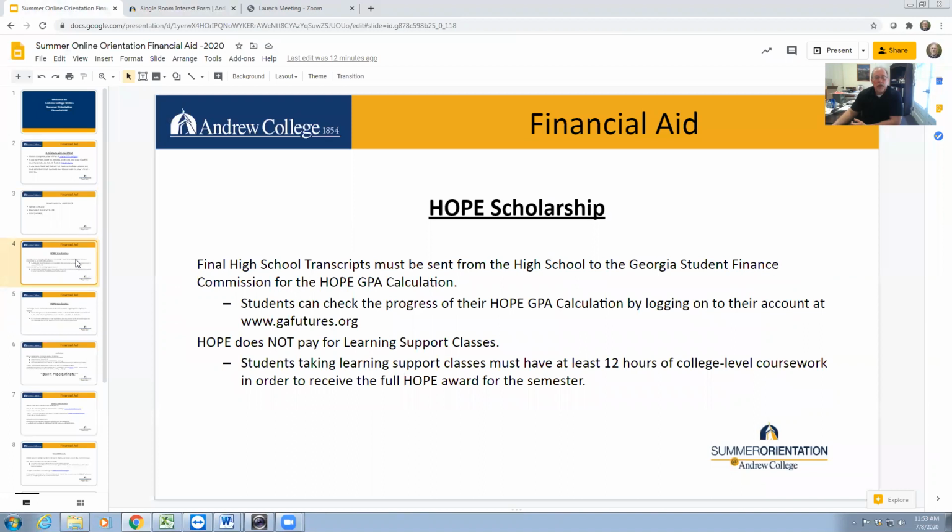Right. Moving on. Some of you may be eligible for the Hope Scholarship. One nice thing was that in this year's state budget, which was cut by 11%, there was not a deduction in the Hope Scholarship. But in order to receive the Hope Scholarship, again, the student needs to graduate from a Georgia high school. They need to have at least a 3.0 or higher GPA as calculated by the Georgia Student Finance Commission. That is not done by Andrew College. Andrew College does not make a final decision as to whether or not someone is Hope eligible.